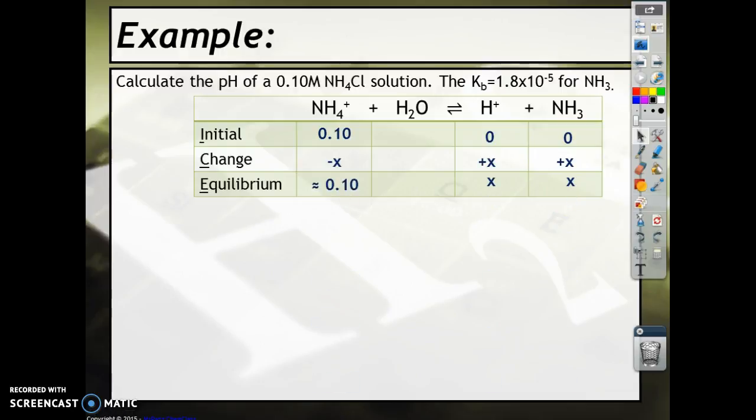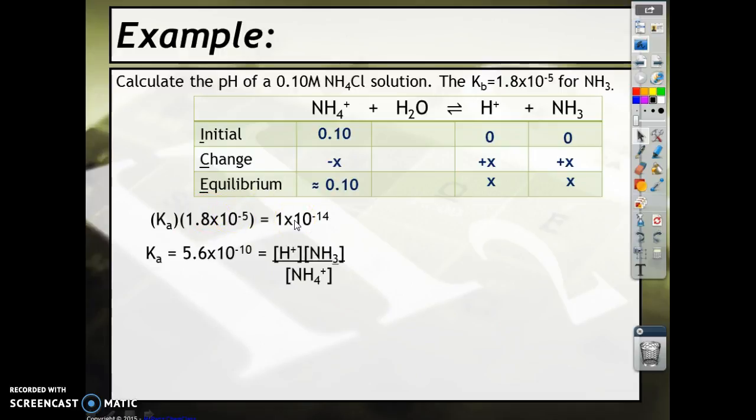But what we need to do is convert our Kb to a Ka, because we're talking about an acid here. Plug it in. Ka times Kb is Kw. And by plugging that in, we end up with our Ka value, and we can plug in what we know to our equilibrium constant here and solve for x. So we solve for x: 7.5 times 10 to the negative 6. And that's our H plus.